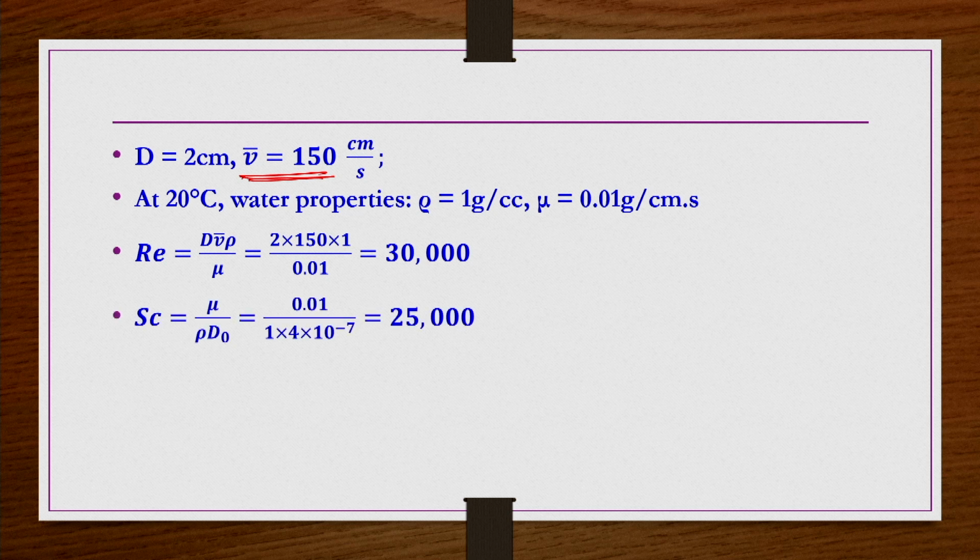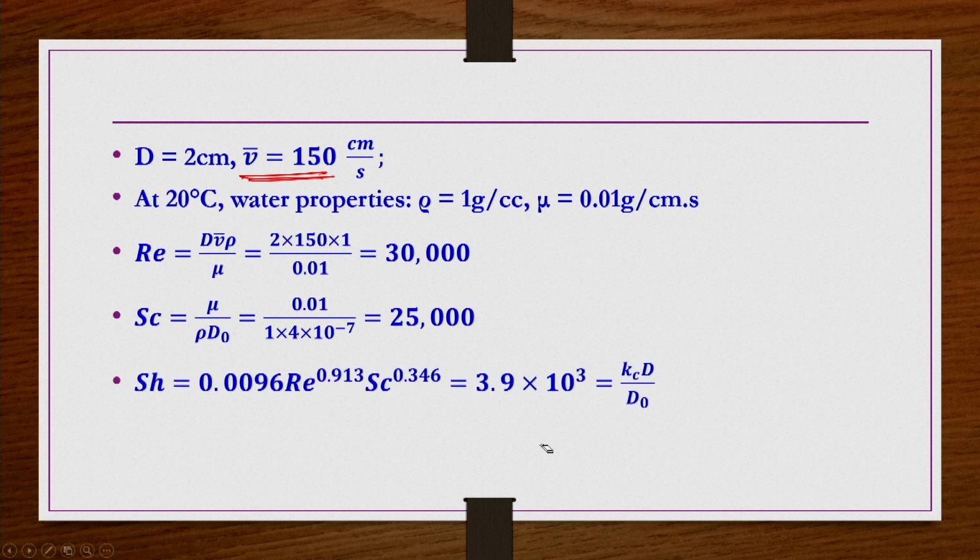Schmidt number is mu by rho d naught. So, mu is given as 0.01, d naught is 4 into 10 power minus 7, and then rho is 1, all are in CGS unit. So, it is coming 25,000.